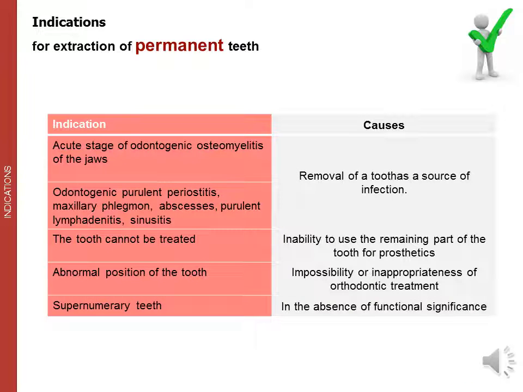Indications for extraction of permanent teeth. A permanent tooth will be removed as a source of infection if there is an acute stage of odontogenic osteomyelitis of the jaw, if there is odontogenic purulent periostitis, or maxillary phlegmon, or abscess, purulent lymphadenitis, sinusitis, etc. The cause of tooth extraction is also the inability to use the remaining part of the tooth for prosthesis, when the tooth cannot be treated.